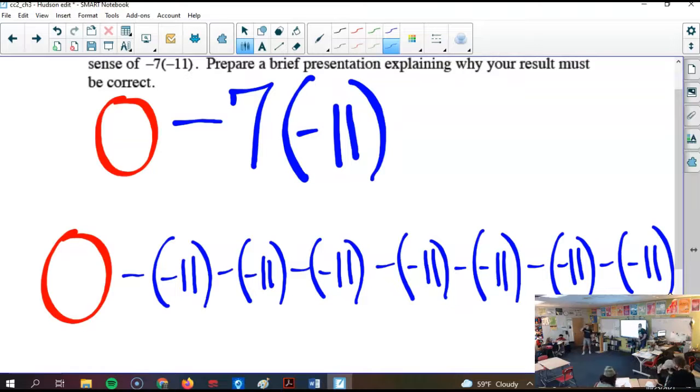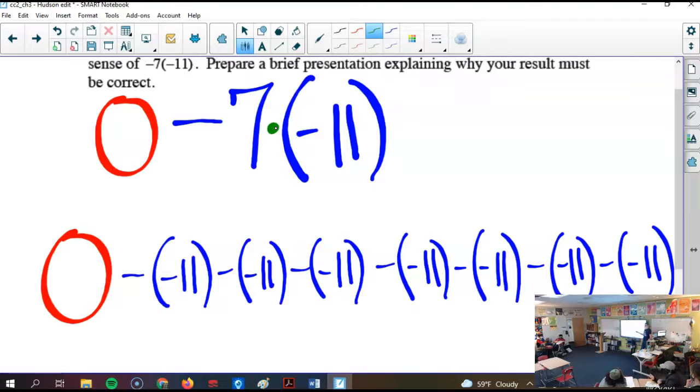But we always start at 0. Any situation starts at 0, and then we talk about what we have. Most of the time, we skip the 0, because if I write down 0 in front of this, it actually looks like minus, like 0 minus 7 times negative 11. This is really multiplication, which means multiple times. I could rewrite this like this.